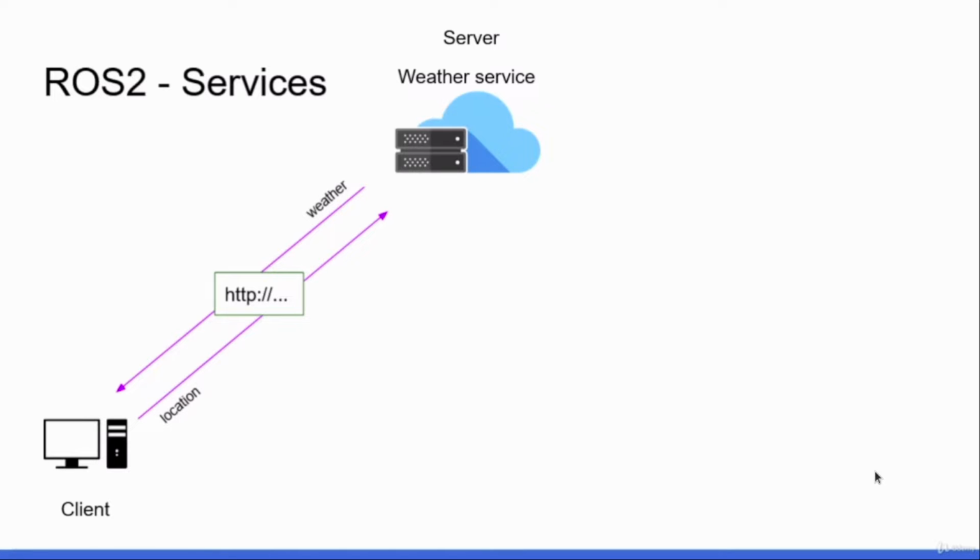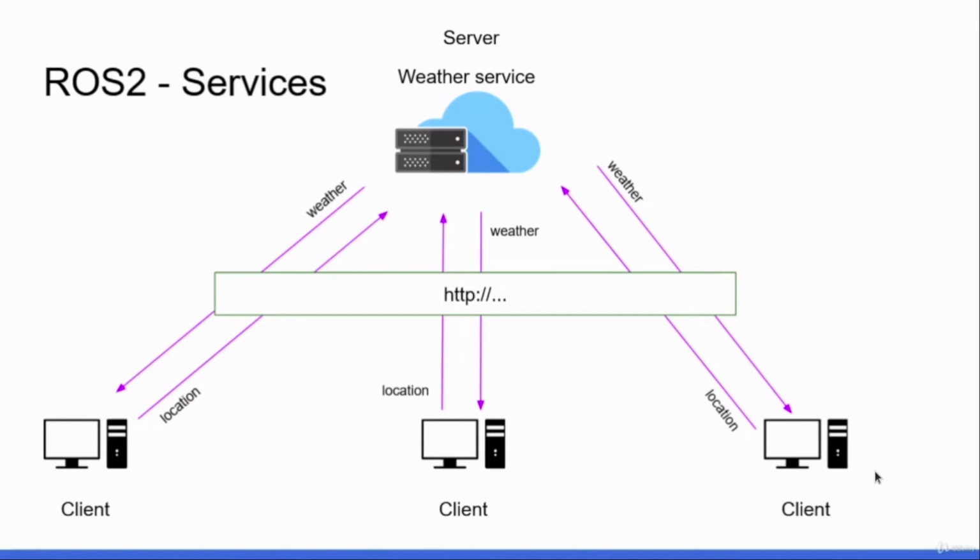Okay, we now have one client and one server communicating through a service. But what if we have multiple clients? Well, that is not a problem. All clients will send a request containing a location to the server through the HTTP URL. The server will then process the request and send back a response to each client. However, note that you should not have more than one server for the same service.